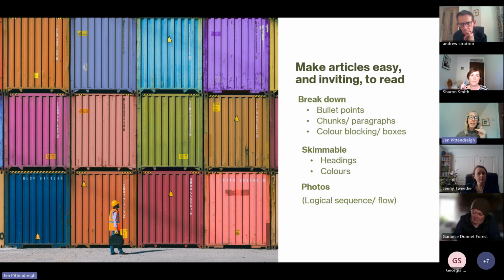I also like to try and make things skimmable, and Jenny spoke about this. So with the use of headings, and keeping in mind that people are always looking to read things as quickly and easily as possible, between the use of headings, colours and bullet points, you can make things quite quick and simple for people to read. And I always look to use photographs to help break down written stuff, along with a logical sequence and flow.